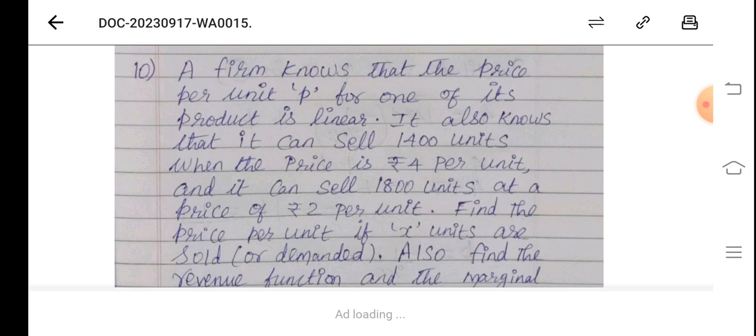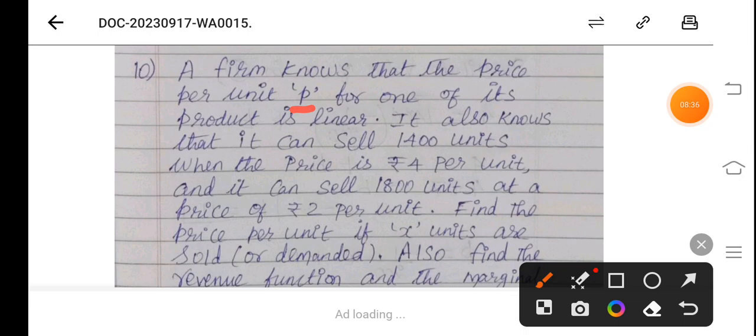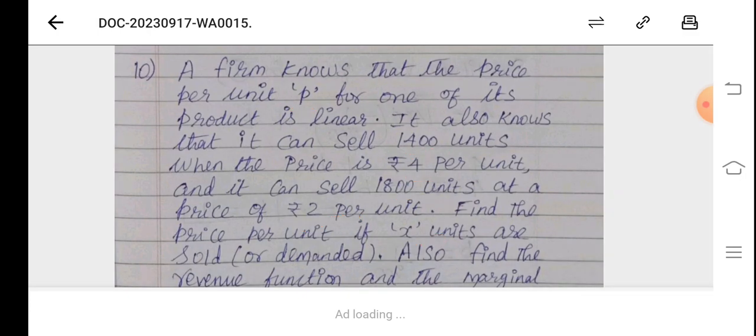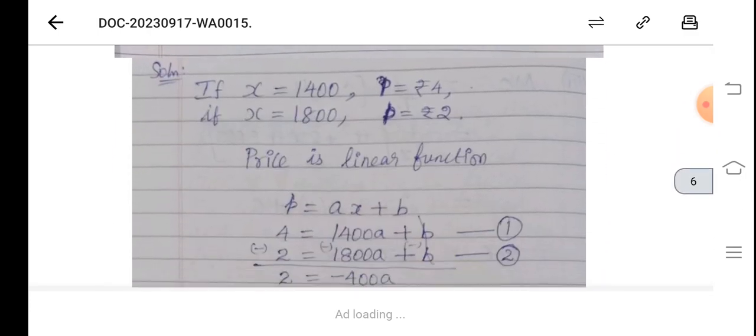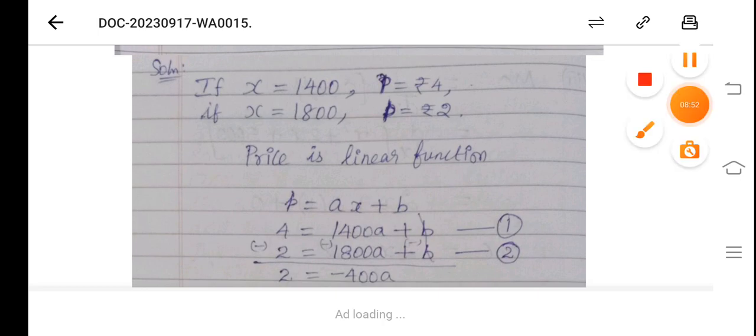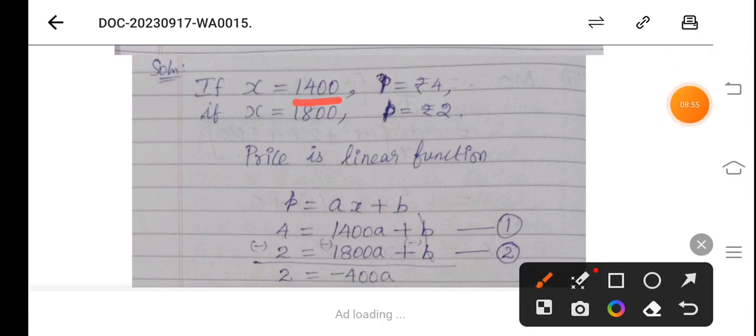The 10th one: a firm knows that the price per unit P of one of its products is linear. So price, again they said it as P, and it's linear. It also knows that it can sell 1400 units if the price is rupees 4 per unit, and it can sell 1800 units if the price is rupees 2 per unit. Find the price per unit if x units are sold. Also find the revenue function and marginal revenue function. So the data given: when P is 4, x is 1400, and when P is 2, x is 1800.